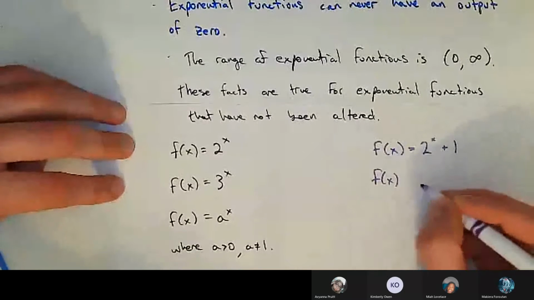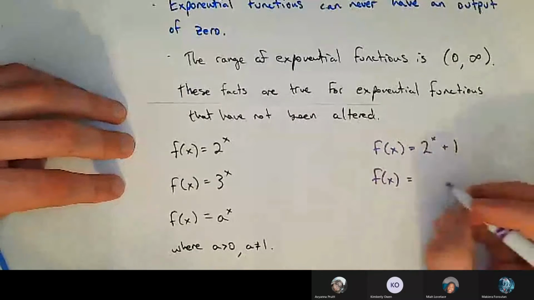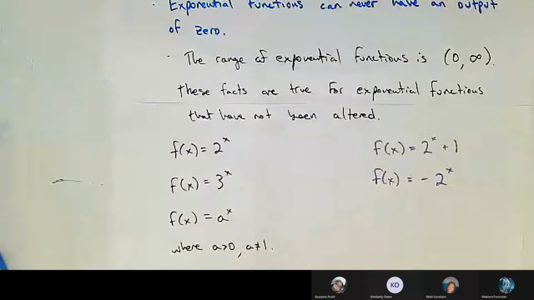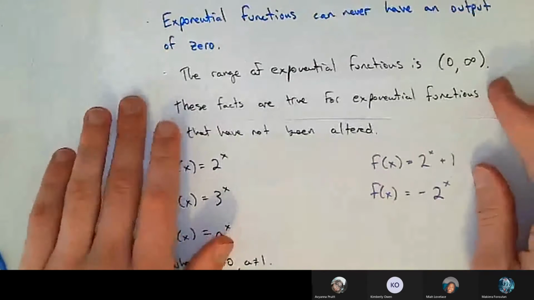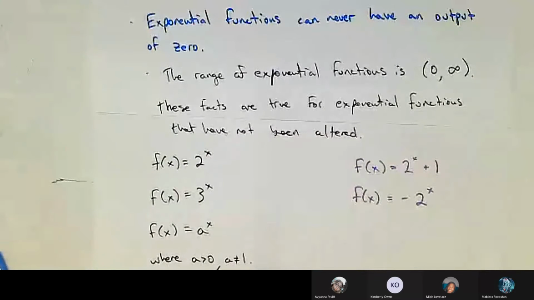Another example might be this: if I put a negative on the outside of it, that flips the whole function upside down, right? So the facts that I wrote about the range being 0 to infinity are only true for exponential functions that have not been shifted or stretched or flipped.